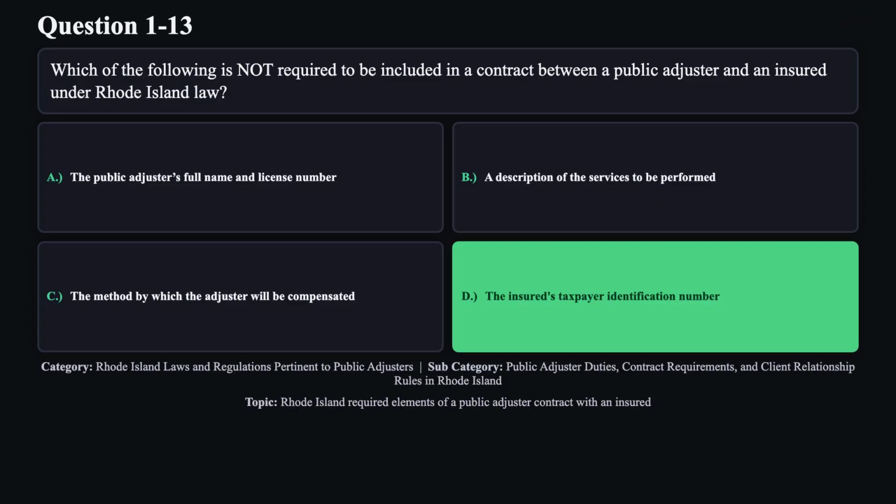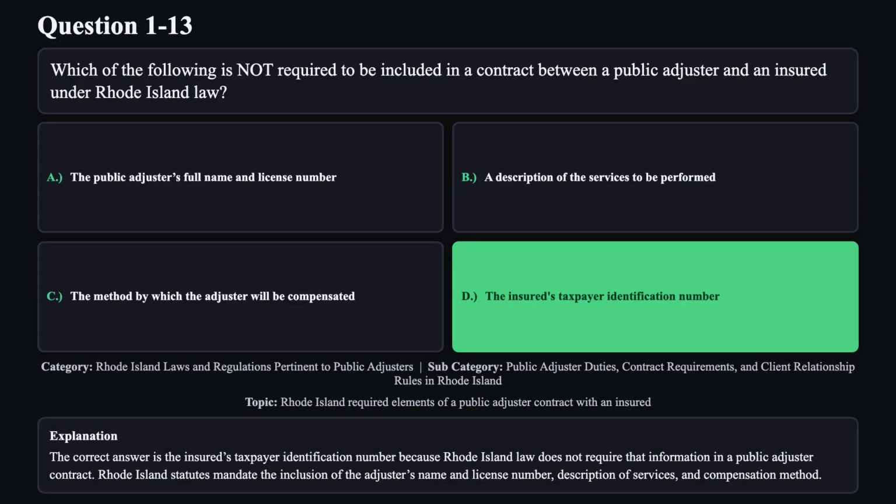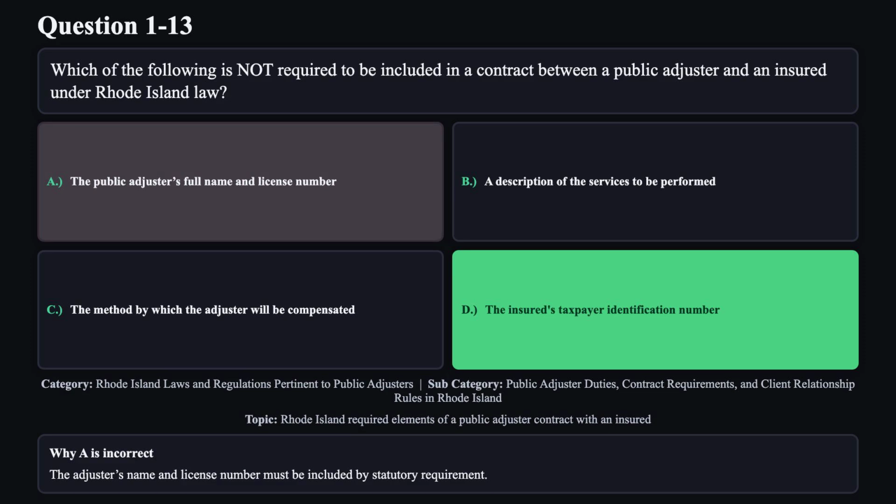The correct answer is D. The correct answer is the insured's taxpayer identification number because Rhode Island law does not require that information in a public adjuster contract. Rhode Island statutes mandate the inclusion of the adjuster's name and license number, description of services, and compensation method. Reason A is not correct.